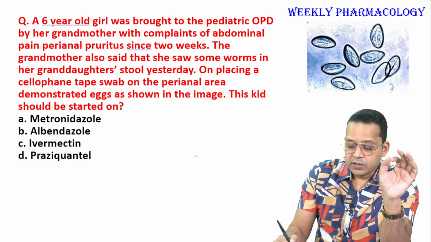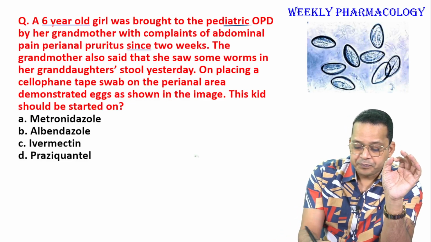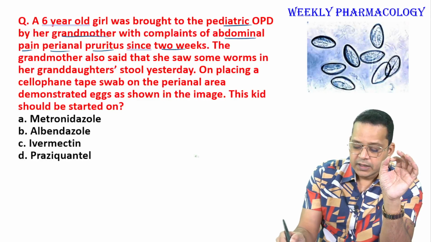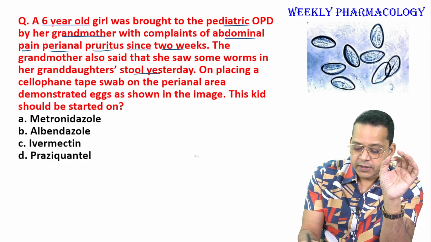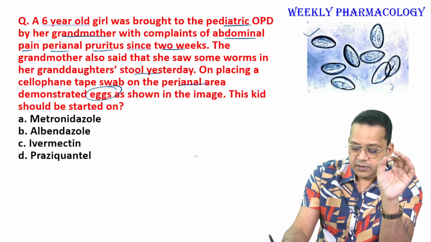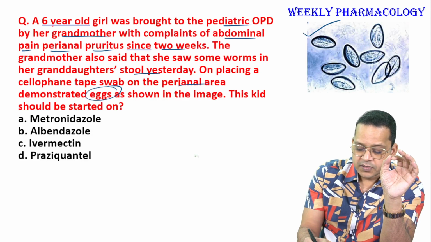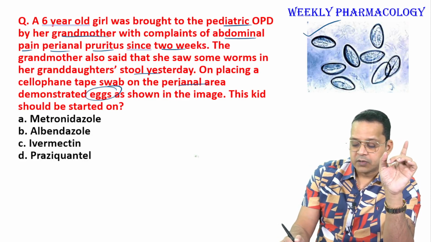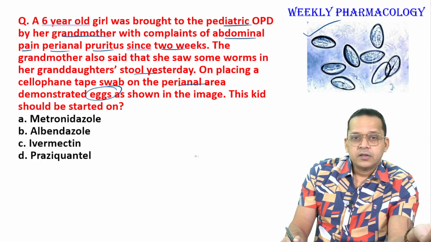A 6-year-old girl was brought to the pediatric OPD by her grandmother with complaints of abdominal pain and perianal pruritus since 2 weeks. The grandmother also said she saw some worms in her granddaughter's stool yesterday. On placing a cellophane tape swab on the perianal area, it demonstrated eggs, which can be seen in the picture. This kid should be started on metronidazole, albendazole, ivermectin, praziquantel. So what is this, guys?